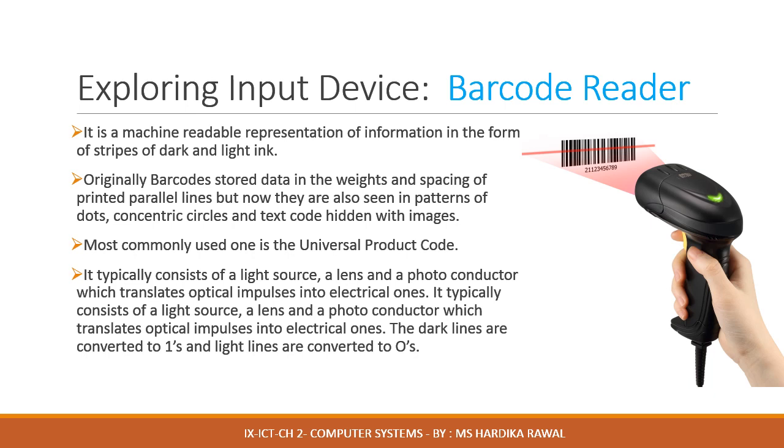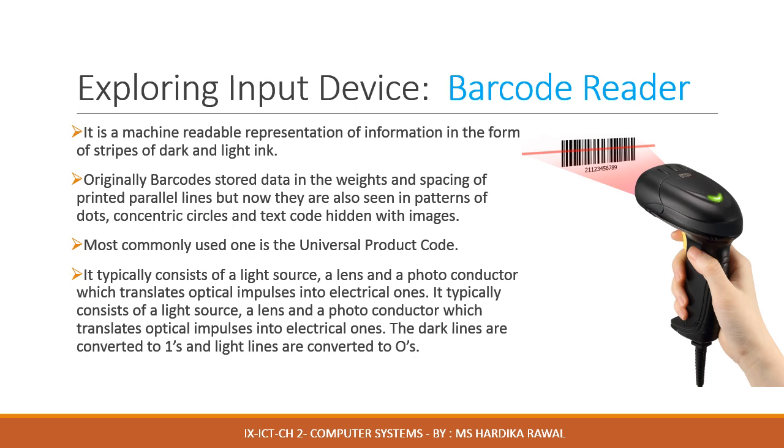But now, they are also seen in patterns of dots, circles and text codes hidden within the image. But the most common one is the Universal Product Code. You will find this on the grocery items. Barcodes can be read by special optical scanners called barcode readers. This is also a kind of mark reader.